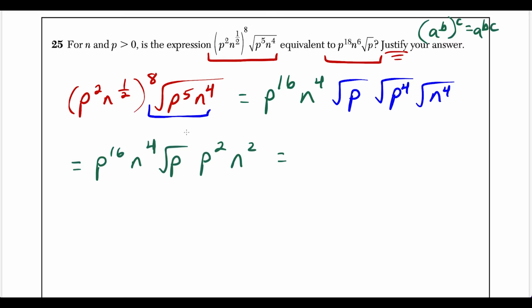So now we're going to use the law of exponents that says when we multiply exponents that have the same base, we add the exponents together. So I have p to the 16 times p to the 2nd. That's going to be equal to p to the 16 plus 2, which is p to the 18.